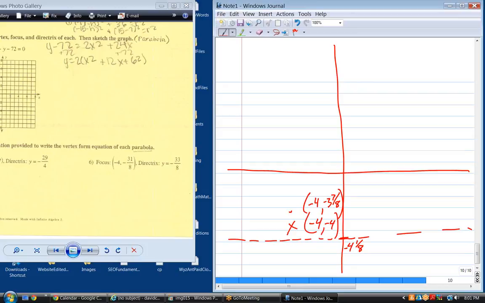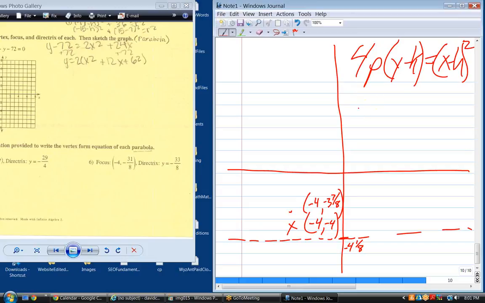Now, let's write the equation starting with 4p times y minus k equals x minus h quantity squared. Let's first write it this way. Then we'll convert it to vertex format. Okay, hold on a second. Yeah, I think we need to do it this way. Okay, so we know where the vertex is and we know what P is. So let's fill in everything.